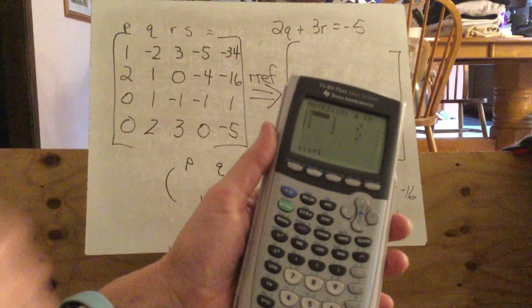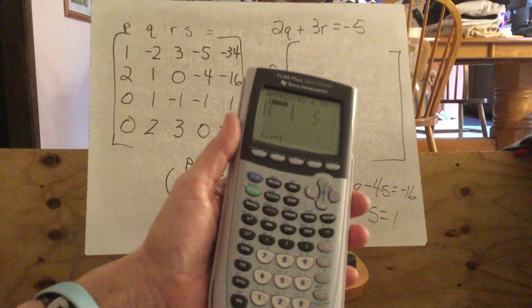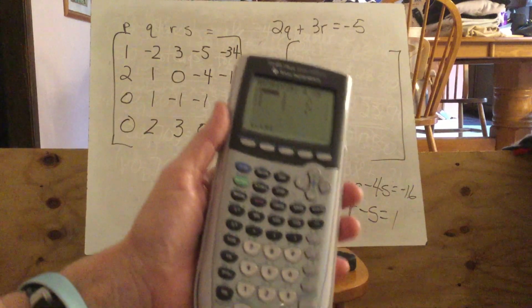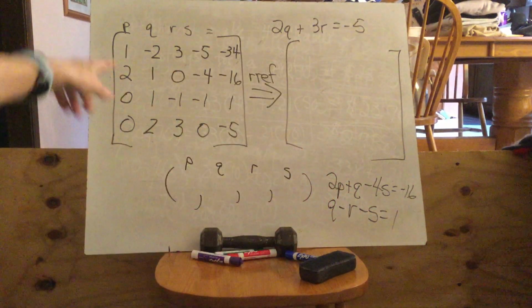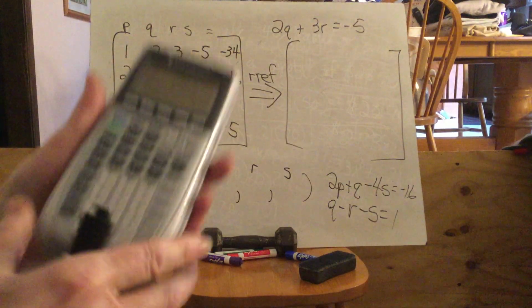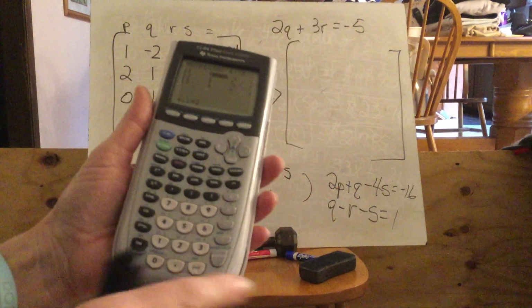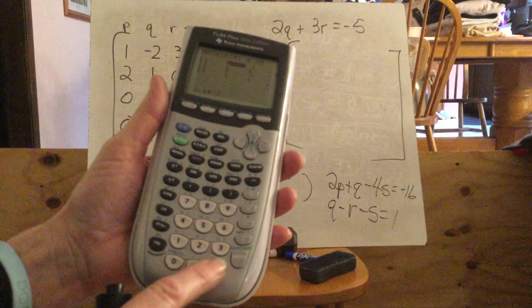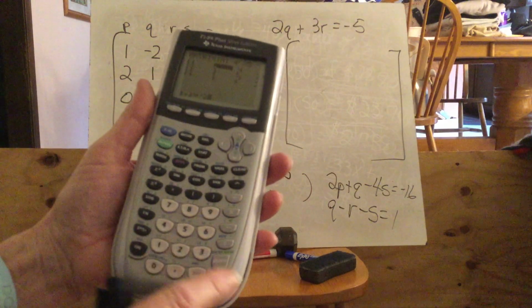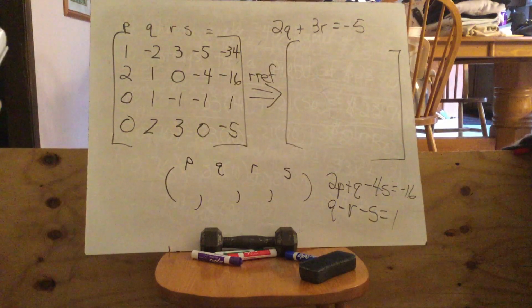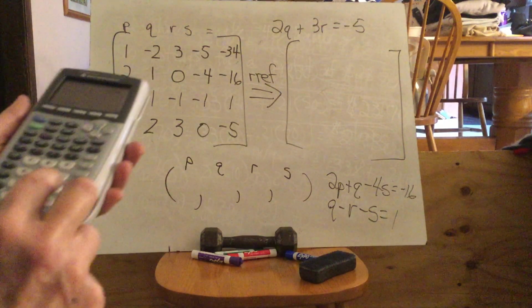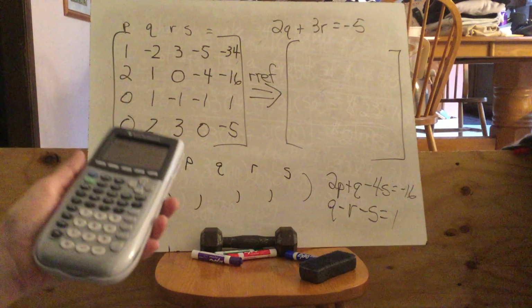Now you'll see I still have numbers in there from the last one I did. I'm not worried about that. I'm just going to type right over them. So I'm going to type in 1, enter, starting right here. And then negative, notice I'm using my negative button, 2, enter, and so on. I just type in each number and press enter.